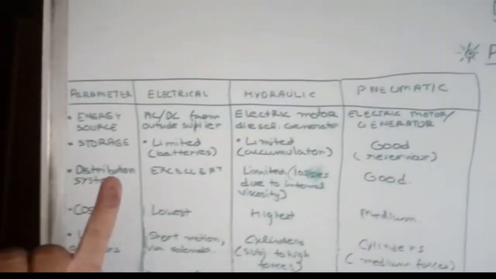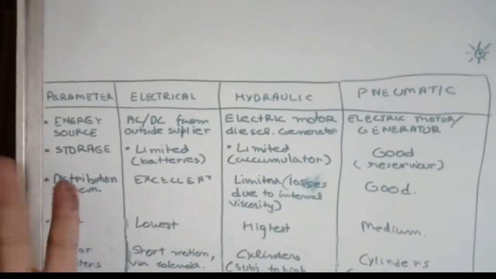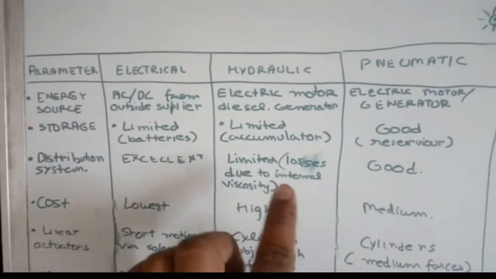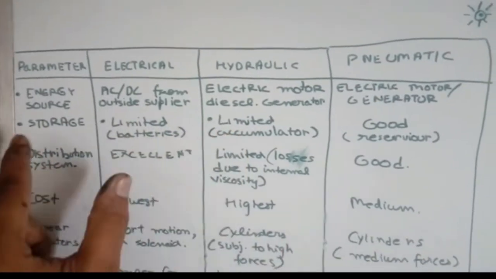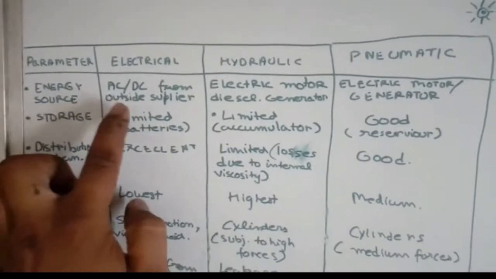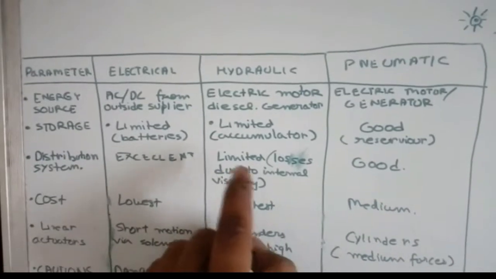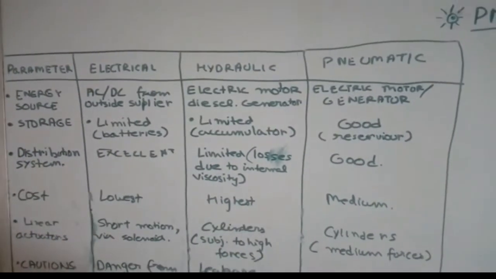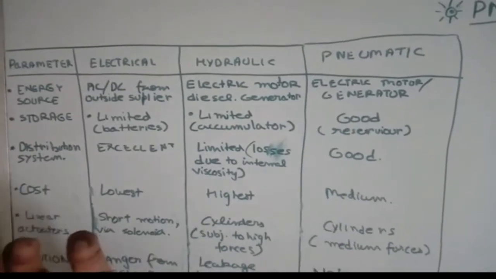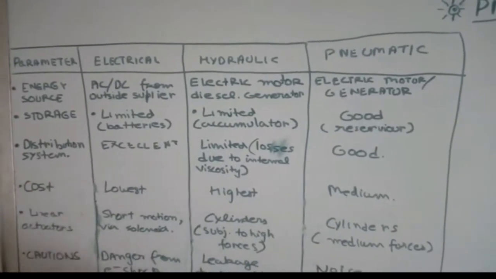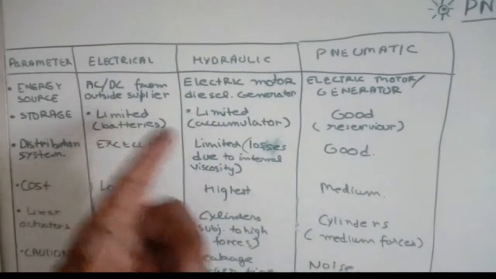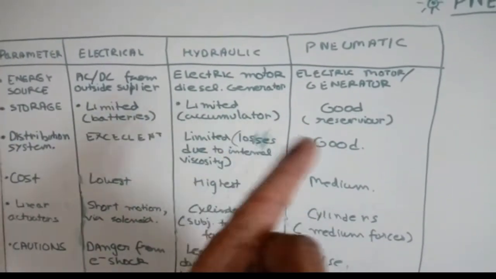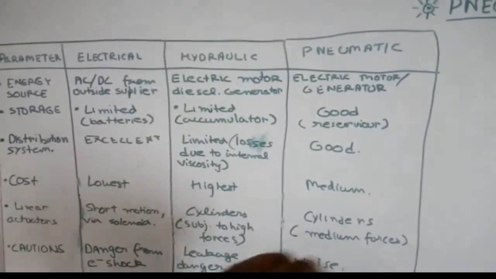So let's get the first point: energy source. These have an AC source or DC source. This is very common, known to you. Electrical motors, diesel generators, and hydraulics. So the energy source in electrical is AC DC supply. In hydraulics it is electrical motors or diesel generators. These are the generators which run pumps or compressors, which are used to compress the fluids. In the same way in pneumatics, electrical motors or generators.